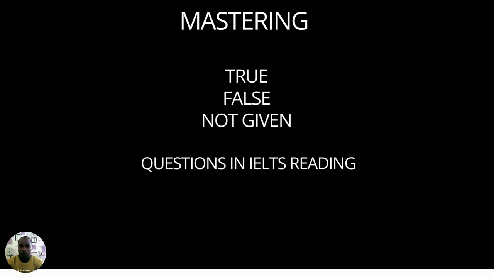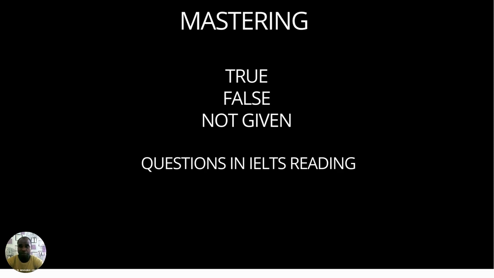So here's a breakdown of what each option means. True means the statement matches the information presented in the passage. False means the statement contradicts the information presented in the passage. Not given means the information needed to determine whether the statement is true or false is not presented in the passage. So to do well on true, false, not given kind of question, it is important to read the passage carefully and pay close attention to details.